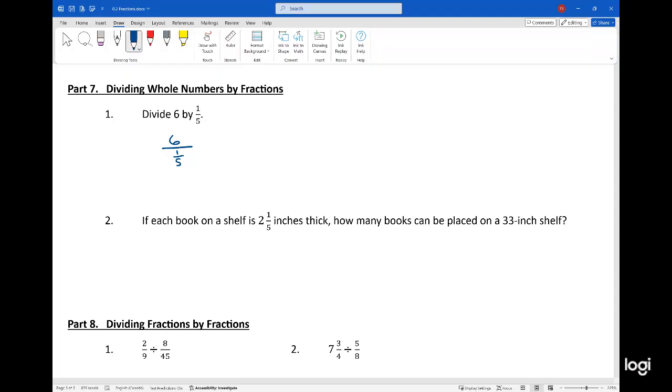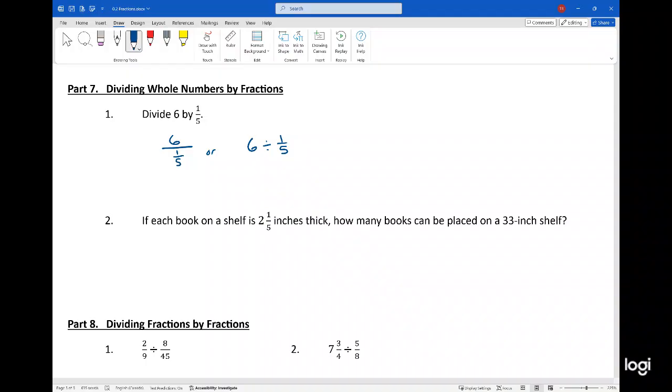So I did that by making the division line much larger. Now I could also write that as 6 divided by 1/5. That's much more clear on what I mean. There's no ambiguity to that notation.